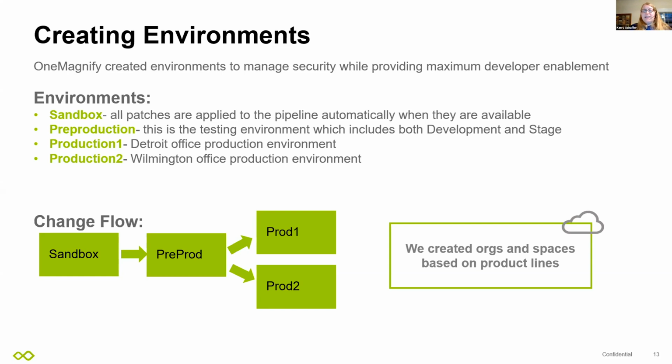So once changes get pushed from pre-production and they're ready to go to stage, they've gone through QA, everything's great, we push them to our 2 production environments. Our Tanzu platforms are both on-prem on VMware, which I'm sure VMware is happy to hear, especially now that they just purchased the product. So we have a Detroit office environment and we have our Wilmington office environment.